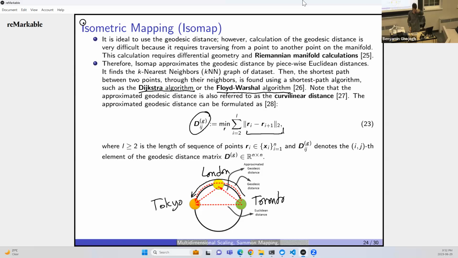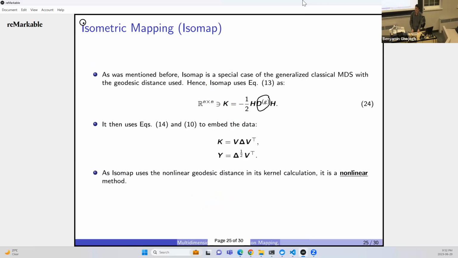Right? Then I put it back in my famous formula. It gives me K. I do the eigenvalue decomposition of K as done in kernel MDS. Then Y is obtained as this. Right? Y is, you tell me, the embedding. This is nonlinear. Why? A nonlinear algorithm. Why? Because it uses geodesic distance.